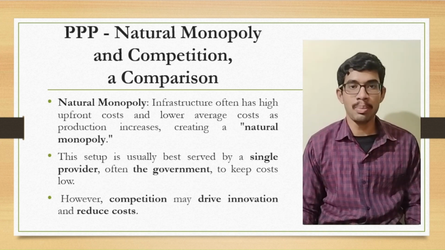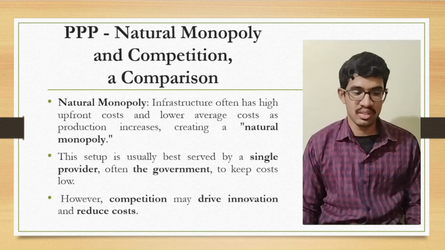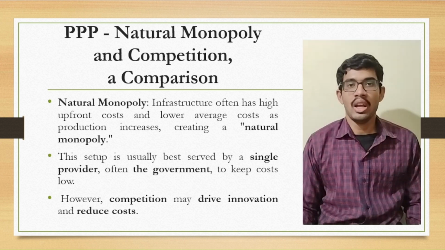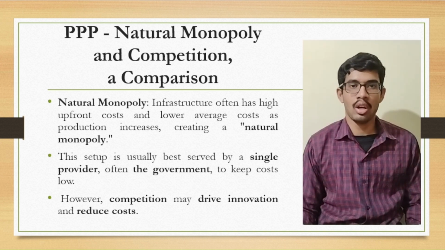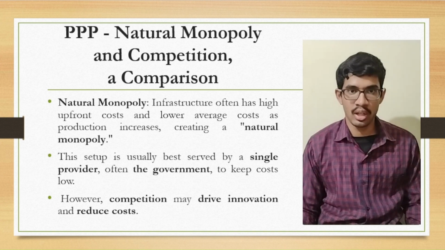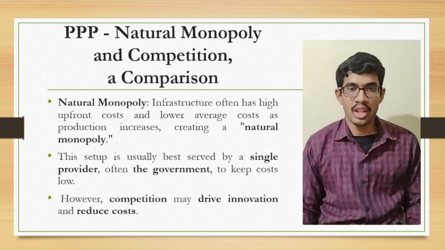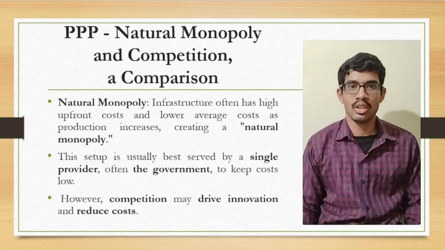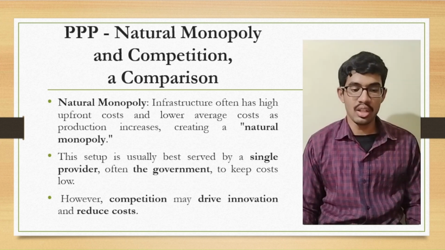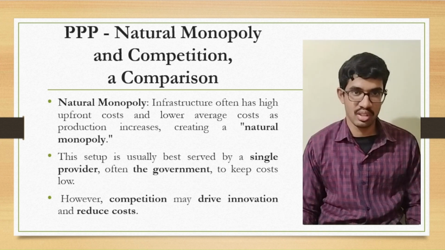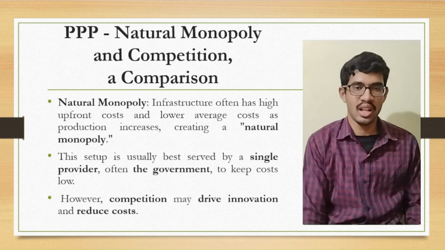So this setup is usually best served by a single provider, as I told you, and in most of the cases the government will be that particular provider. So why does government become that particular provider? Because the cost per unit for that particular infrastructure will be made sure to always be low. So that's why it is always run by the government. However, we know that competition may drive innovation and reduce costs. How? Let us move on to the next slide and learn about it.